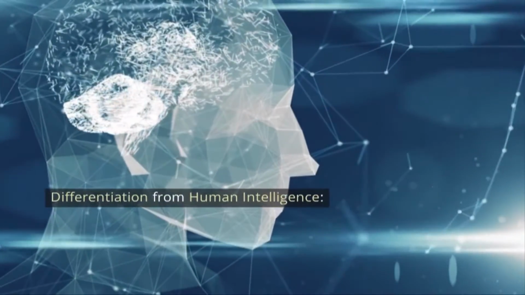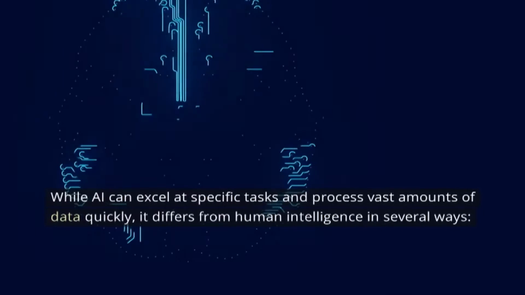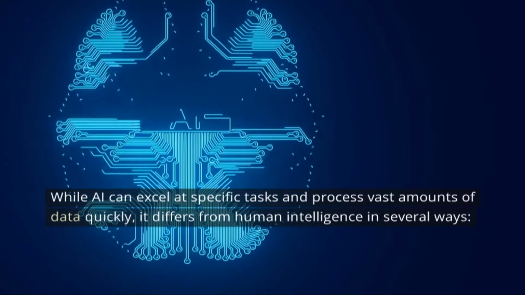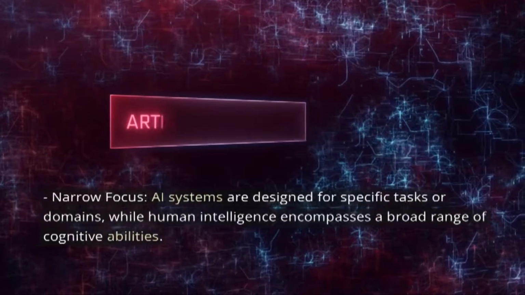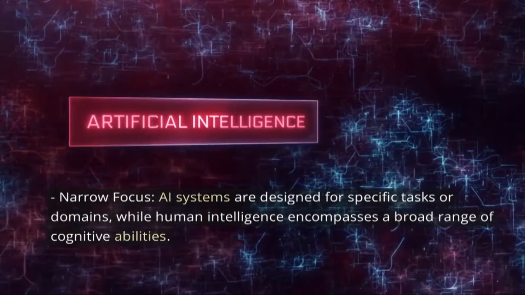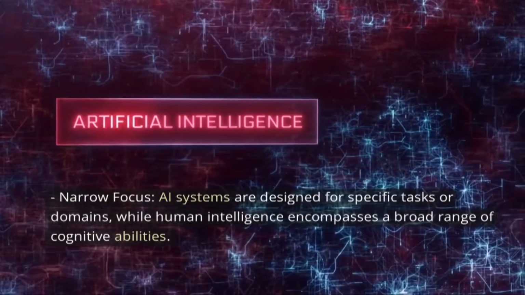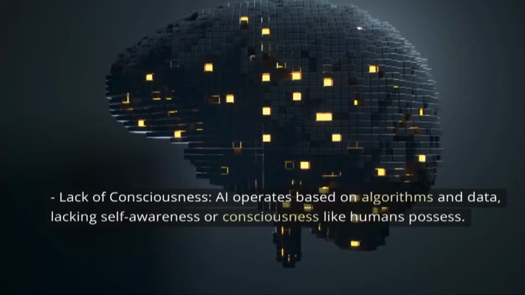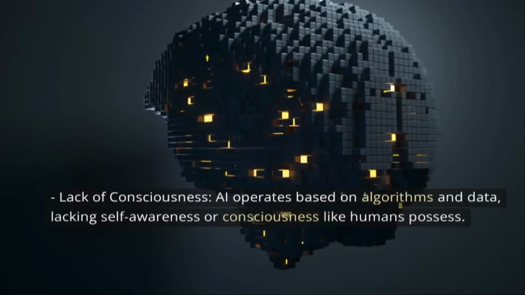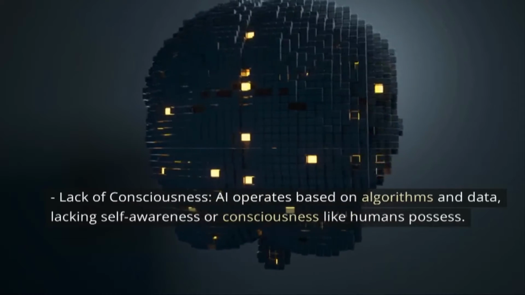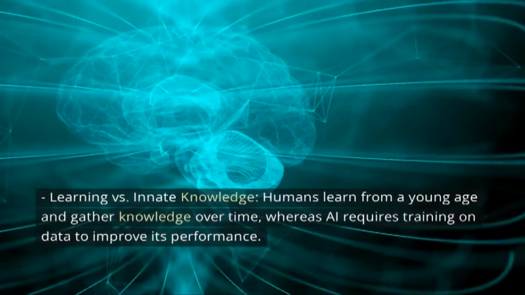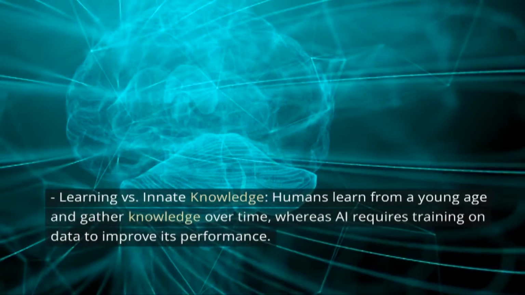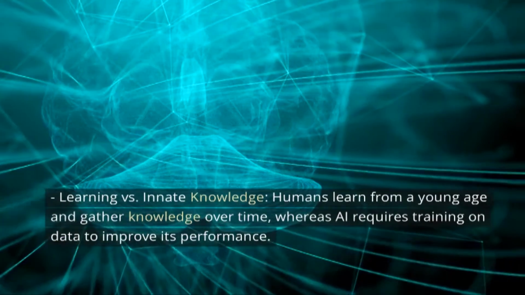Differentiation from human intelligence. While AI can excel at specific tasks and process vast amounts of data quickly, it differs from human intelligence in several ways. Narrow focus. AI systems are designed for specific tasks or domains, while human intelligence encompasses a broad range of cognitive abilities. Lack of consciousness. AI operates based on algorithms and data, lacking self-awareness or consciousness like humans possess. Learning versus innate knowledge. Humans learn from a young age and gather knowledge over time, whereas AI requires training on data to improve its performance.